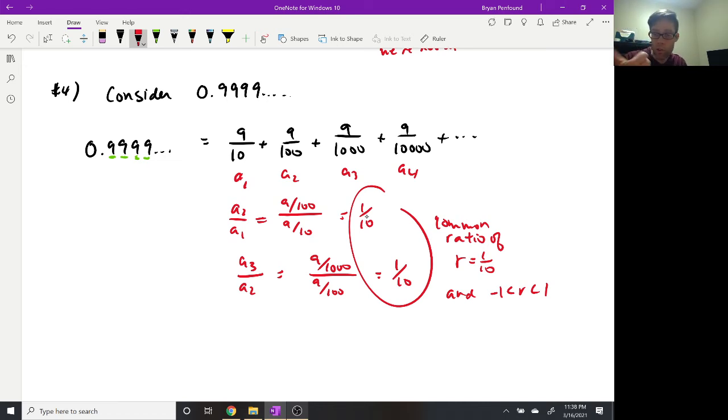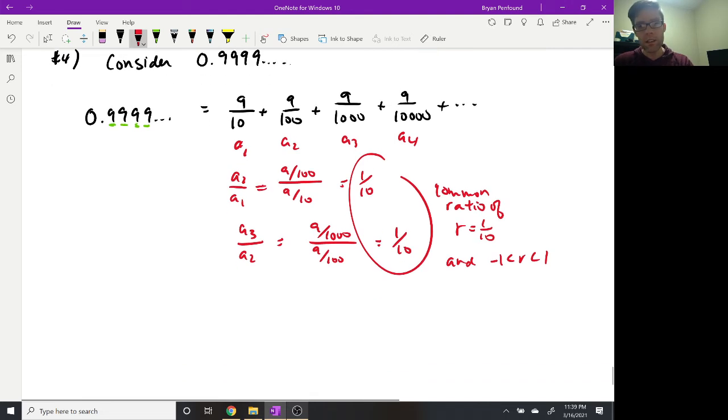As soon as I see that common ratio, I know this is a geometric series. And furthermore, because that common ratio lands in between -1 and +1, I also know that this is a convergent geometric series.